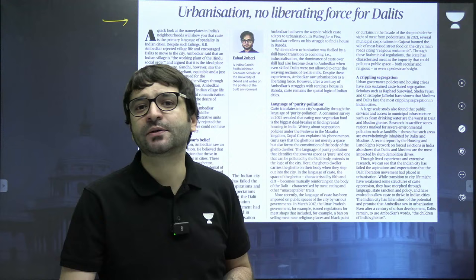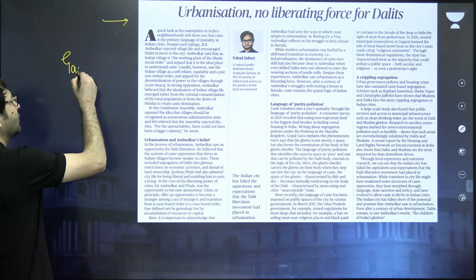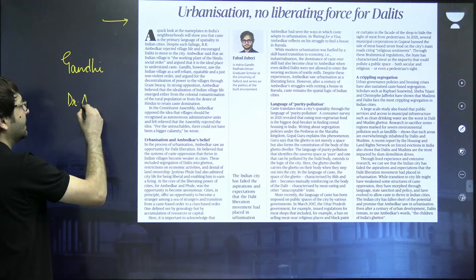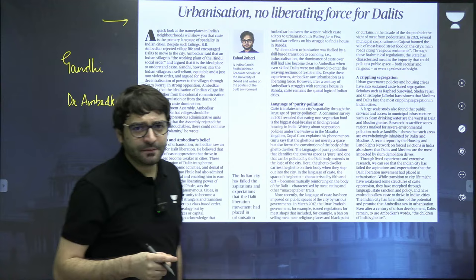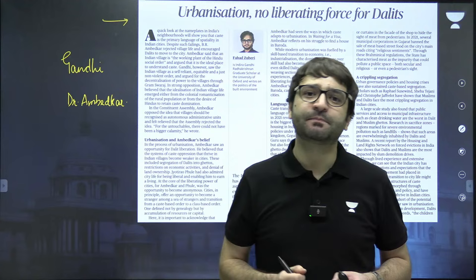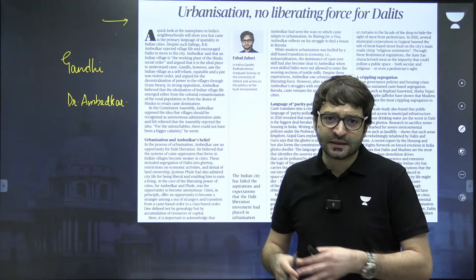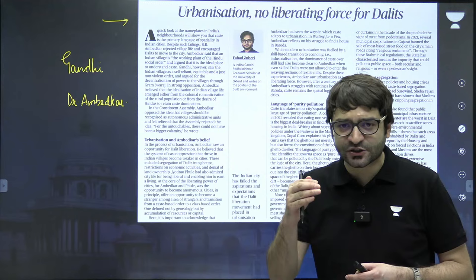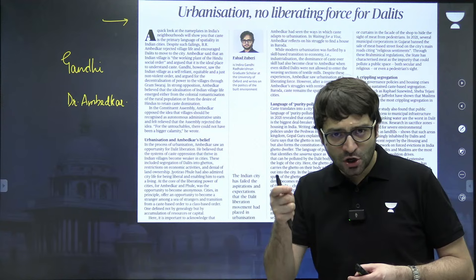And this is where we need to understand the viewpoint of the Mahatma and the viewpoint of Dr. Ambedkar. For Mahatma Gandhi, India lives in the villages. Villages should become self-sufficient. That is why we have a directive principle of state policy under Part 4 of the Constitution, under Article 40, which says that the state shall take steps to organize village panchayats and empower them with powers so as to enable them to function as units of rural local self-government.